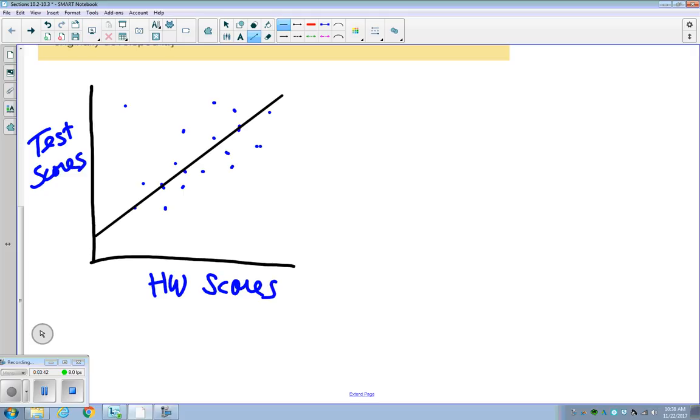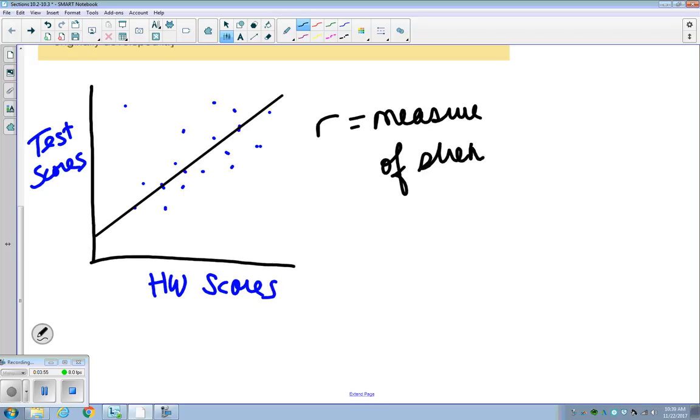R is equal to the measure of the strength. Then we're going to be able to use that table that just got distributed, if everybody got one, A6, to see if it is a good linear relationship to make a prediction. Are there any more? Did anybody have an extra one? You might have to share.